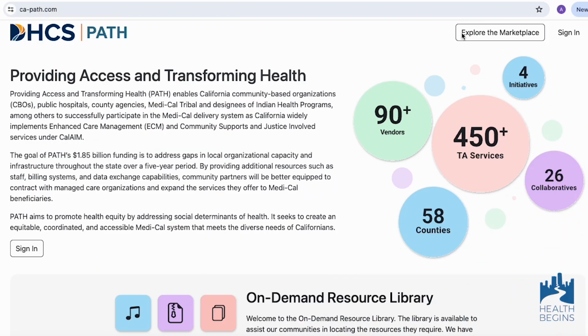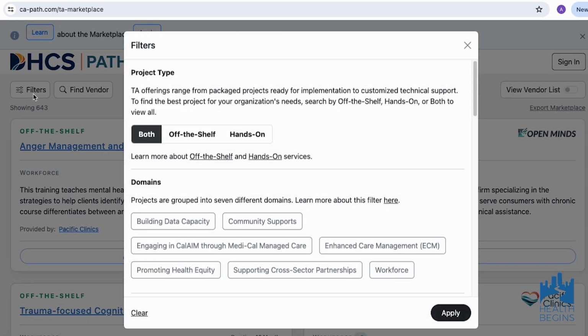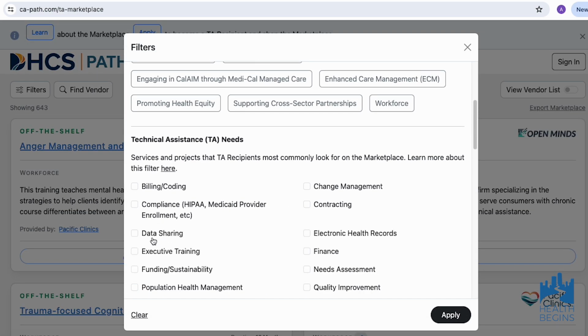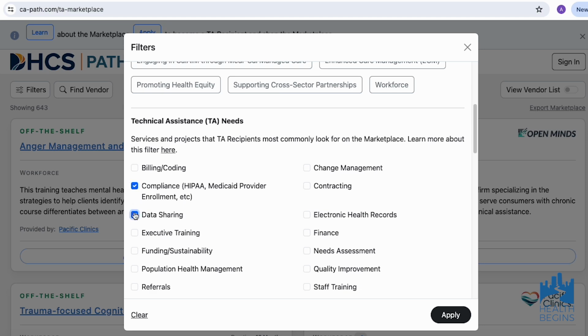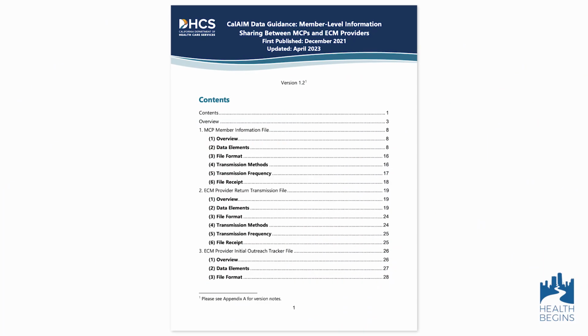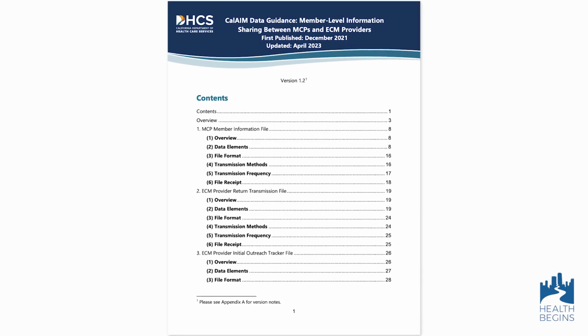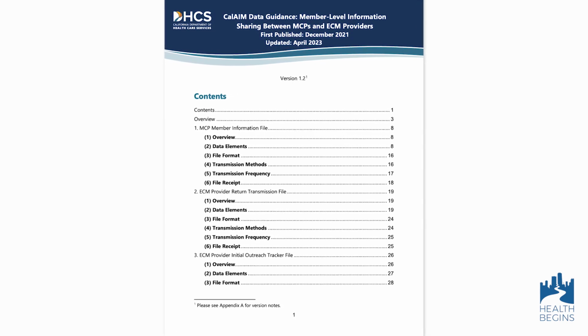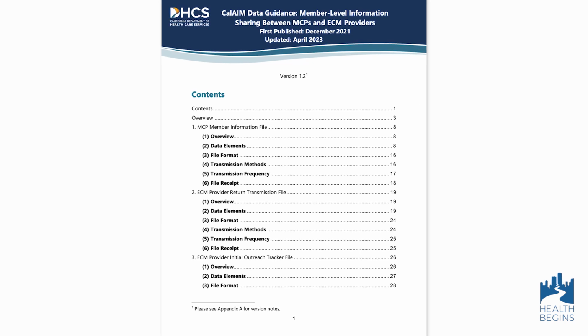The data guidance is there to help simplify your processes. And if you need more help, the TA Marketplace is a great resource for finding support at no cost to you. So make sure to review the specific data guidance documents linked in our resources, and don't hesitate to reach out to your managed care plan for further clarification. They're as invested in making this work as you are.